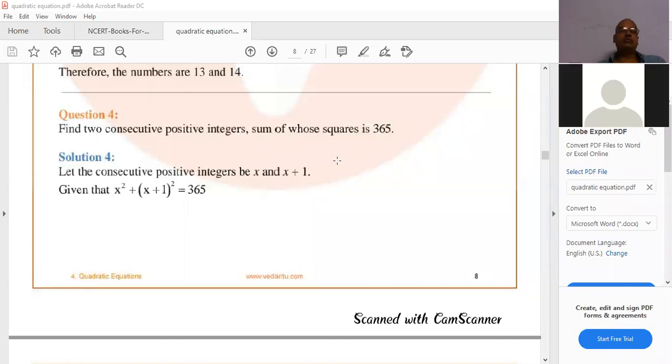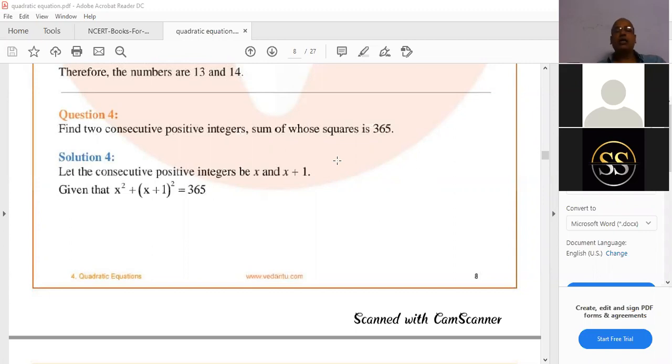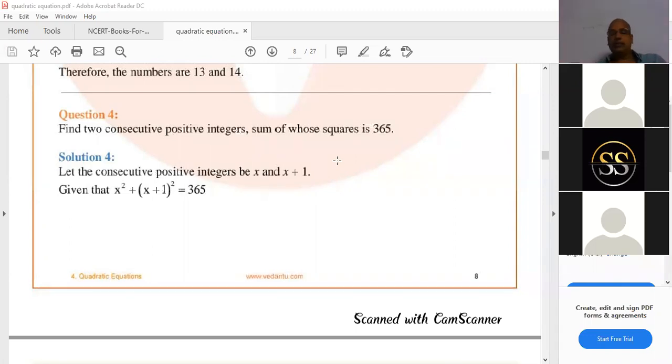Now is it visible on my screen? Is the screen visible now? Is it visible, Santosh? No, sir. It's not visible, sir. Okay. Yes, sir. Visible now, sir. Okay.